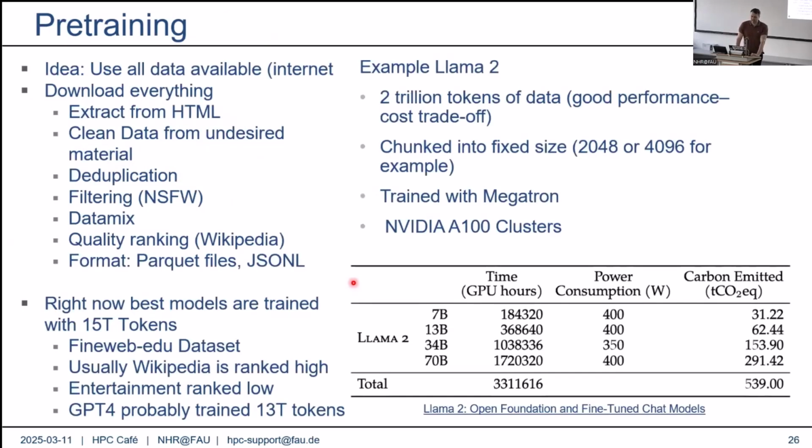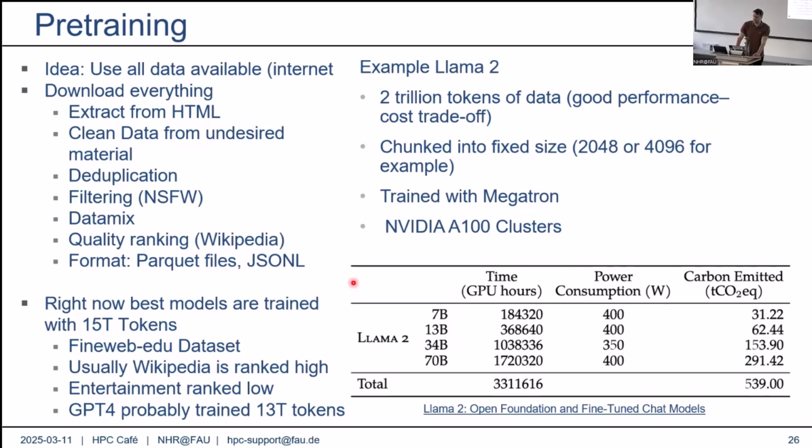So pre-training is the idea of using all available data. So download everything from the internet, extract it from HTML, clean the data from undesired material, deduplicate the data, filter the data. You don't want to have some weird stuff inside, right? And have a nice data mix. You need a quality ranking to mix the data correctly. So Wikipedia is usually a good source, and media or some social media stuff is usually not that good. And then you have to pack it into the right format. Mostly you see Parquet files, but also for smaller ones, you see JSONL files for pre-training data sets. And right now the best models are trained with 15 trillion tokens.